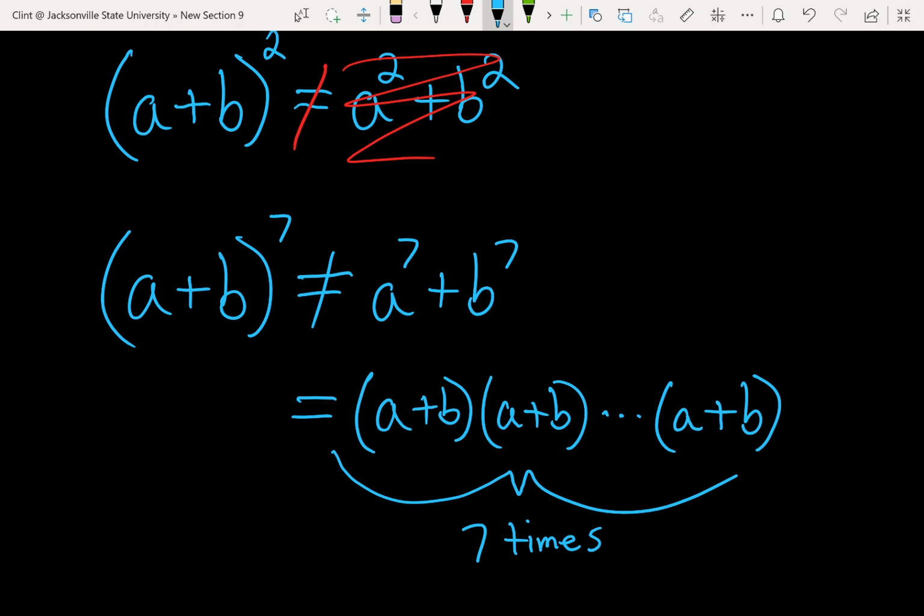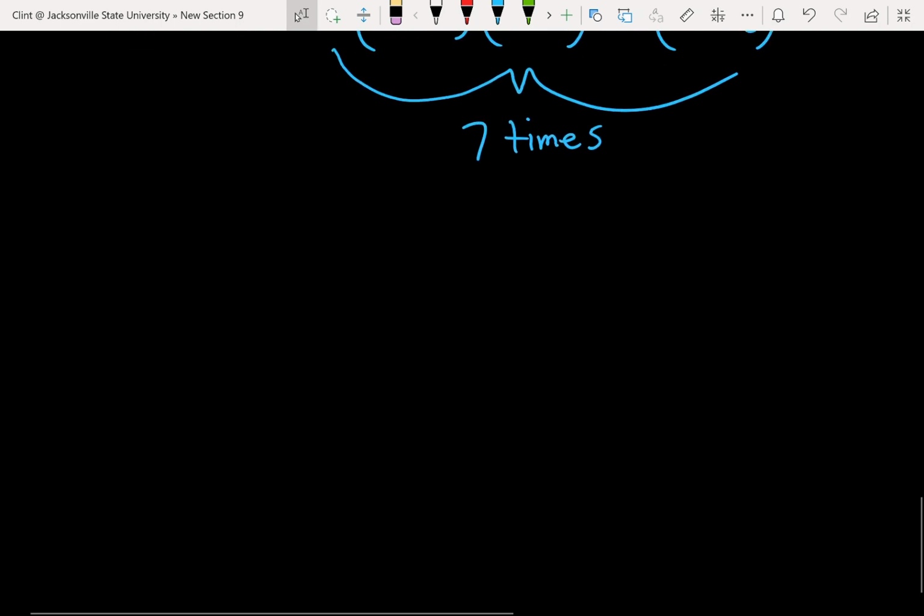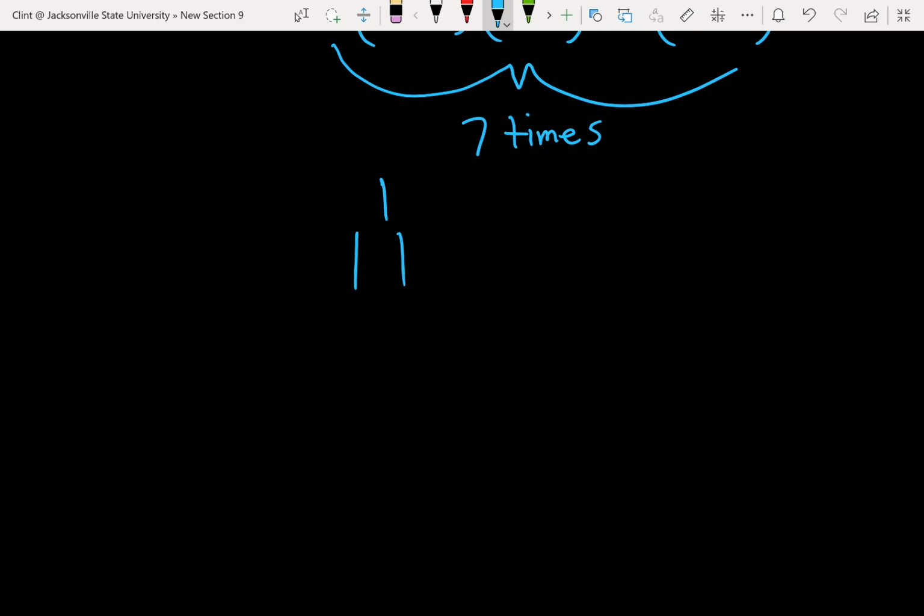Yeah, there is a short way. It's using a thing called Pascal's triangle. Maybe I remember seeing it before.